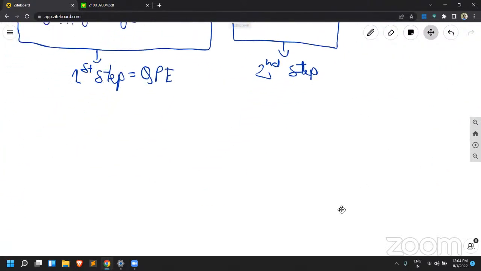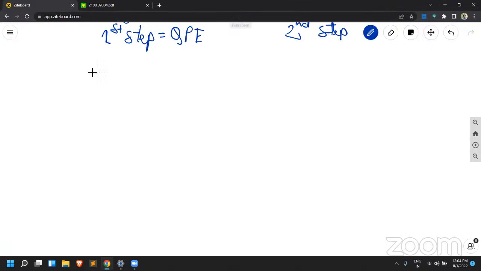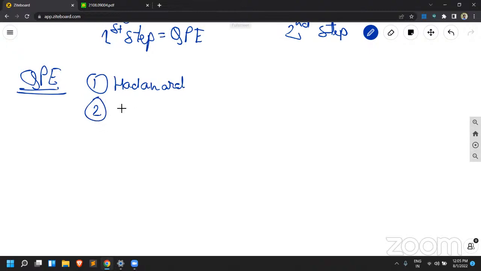So let's start with the first step, which is QPE. And within QPE, we know there are three steps. First is Hadamard, or the superposition of all the clock registers. Then are the phase kickbacks, multiple phase kickbacks. And then we have our inverse QFT, quantum Fourier transform.